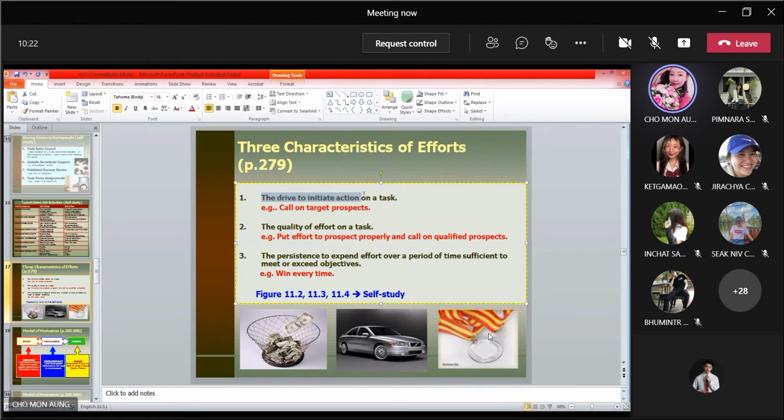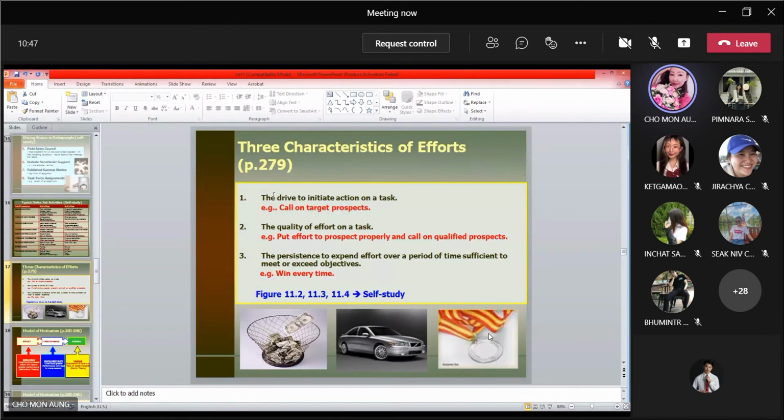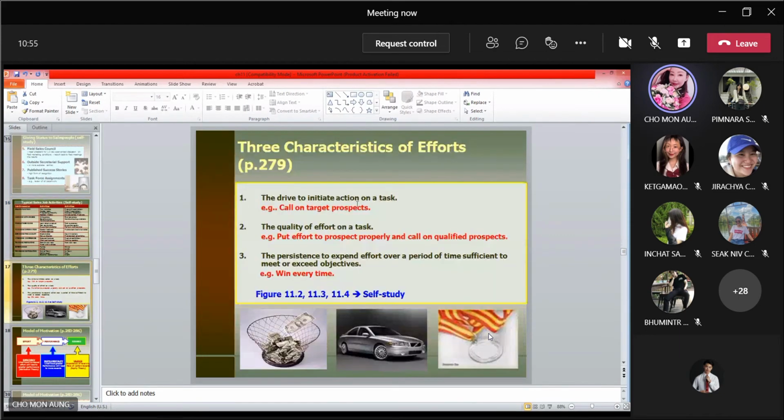Now we will see the first one. Of course, we know that since we are working at a company, in this case, for salespeople, when they are working at a company, they have to perform many selling and non-selling activities. These are the activities that they have to perform. That is number 1. For example, calling on the target prospect, prospecting, calling on the account, right? That is one of the activities that they have to perform. Number 2 is the quality of effort on the task.